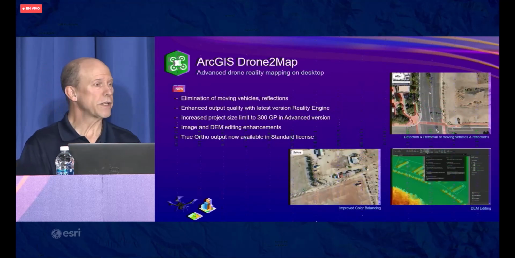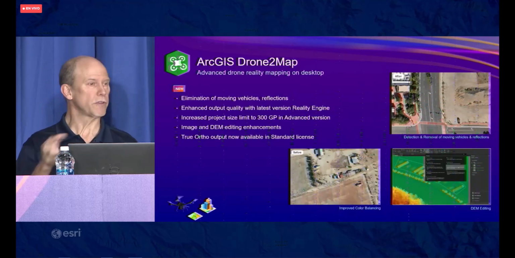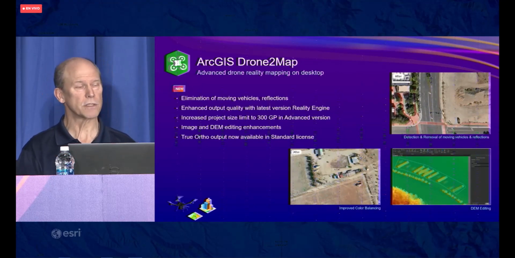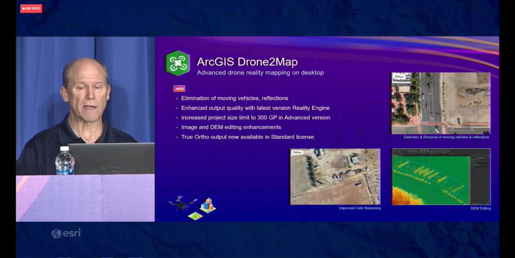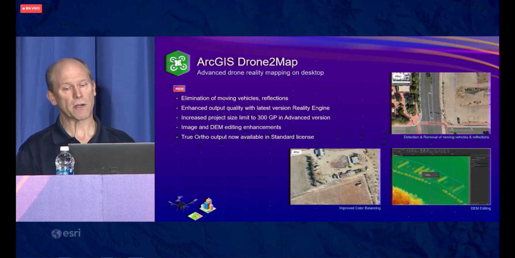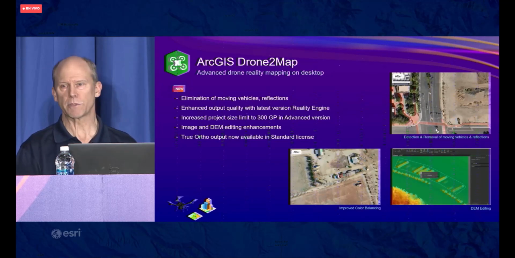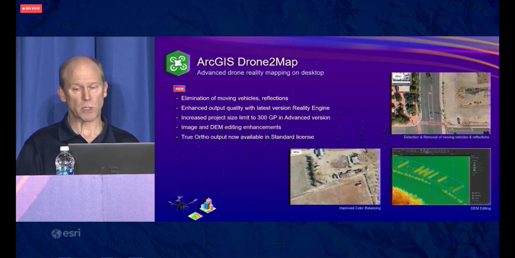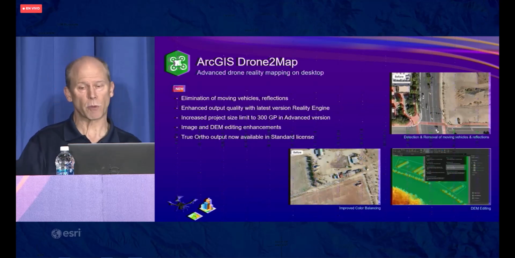And if you're not already familiar with Drone to Map, I'll quickly review some of the key features. Drone to Map is our desktop application for creating all of the derived products you expect from drone imagery. And this includes virtually any modern drone that captures high-quality imagery with GPS. Drone to Map can process imagery from multispectral sensors and provide the spectral calibration for many.